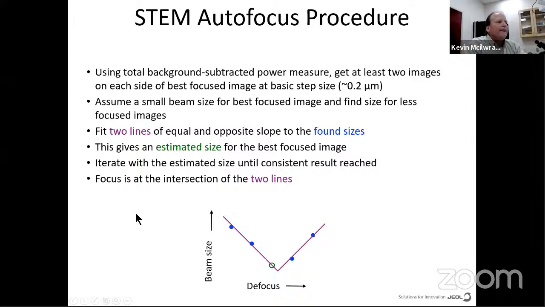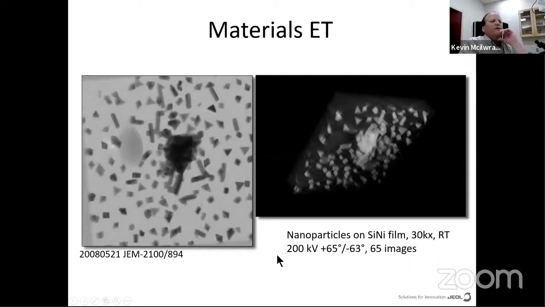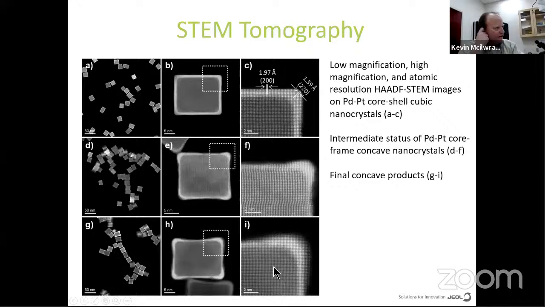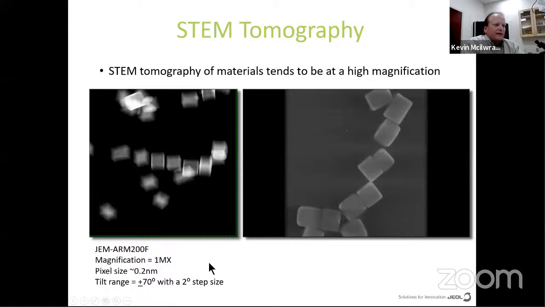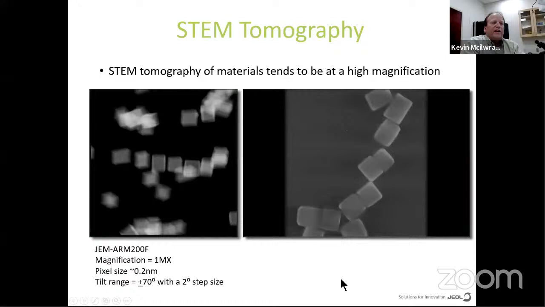For STEM, we actually just fit a thing, but here's an example of STEM tomography. We have a silicon nitride film. You move it around. Now here's a good example of a paper that we did, I think it was in the Journal of Chemistry. You can see this is a palladium platinum core shell particle, and platinum is becoming very expensive. So they're trying to build up this palladium shell with just a coating of platinum on it. We did the tilt series and then reconstructed the data, and these look like little marshmallows. And this is done at 1 million X.